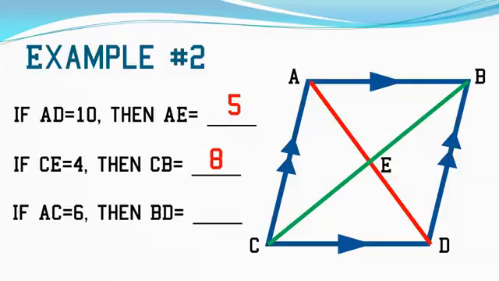If I know the measure of one of the bisected lengths, in this case CE, all I have to do is double it to find the total length of the diagonal. Since AC is 6, BD also has to be 6. Now in this case, AC is one of our sides. We know that all sides are parallel and congruent.